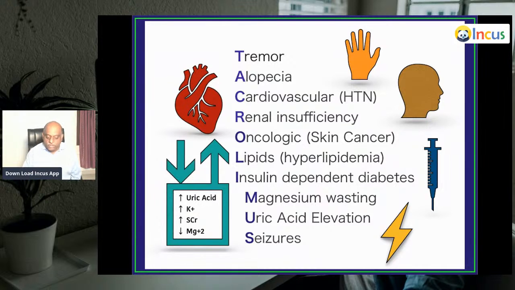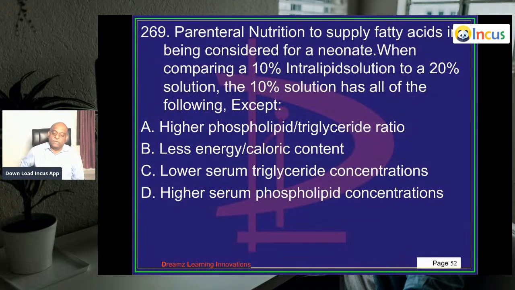So what is tacrolimus? What are the features of toxicity? Remember tacrolimus: tremor, alopecia, hypertension, renal insufficiency, skin cancer, hyperlipidemia, IDDM, magnesium wasting, uric acid elevation, seizures. Anything can happen. So increased uric acid, increased potassium, increased serum creatinine, and decreased magnesium characterize the toxicity caused by tacrolimus, is what you need to remember.